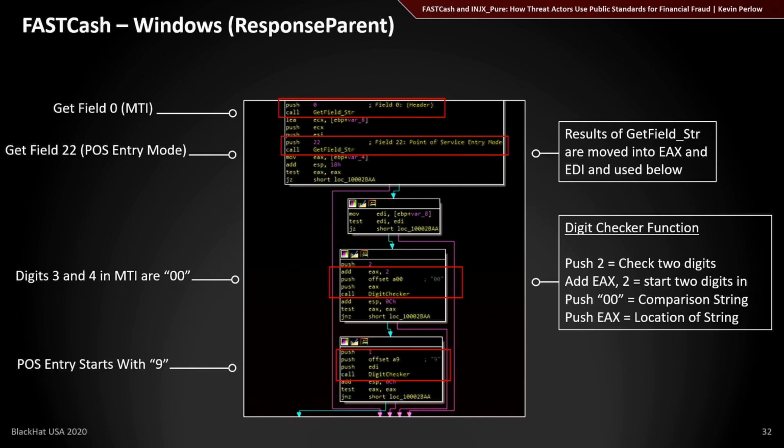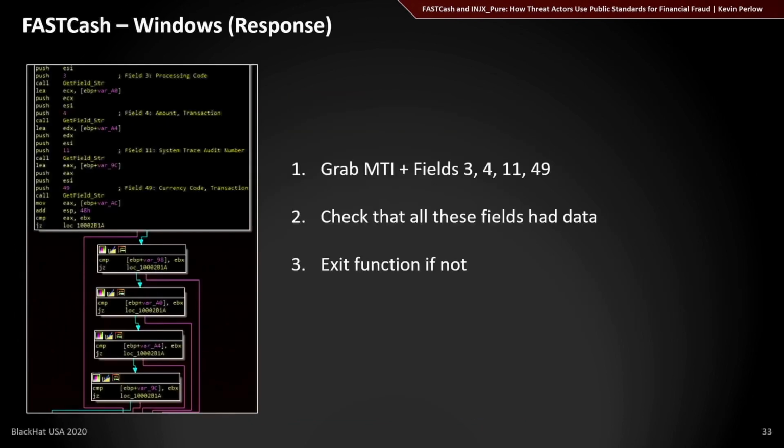The second check is for the point of service entry mode. Now, the point of service entry mode, again, if you think back to that example, it's how the data was entered into a terminal. And here it's checking that the data in the point of service entry mode field starts with a 9, which indicates that this was a card transaction rather than manually entering it. And that's just an operational expectation from the threat actor that there aren't people here just manually entering in a whole bunch of data. So assuming those checks pass, it will jump into a response workflow.